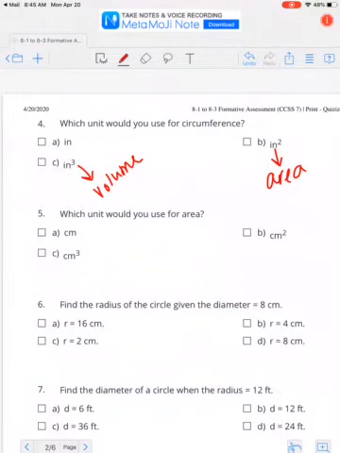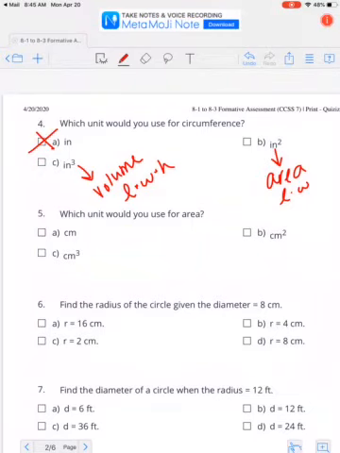So for area, you have length times width. If you have a cube or a rectangular prism, for volume, you would have length times width times height. So as you can see, there are 3 units being multiplied. For area, there are 2 units being multiplied. So this one is going to just be A, inches.